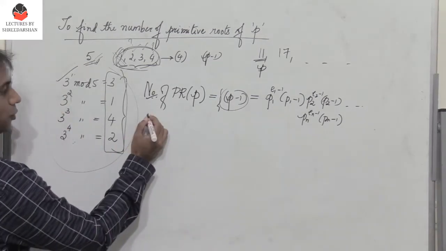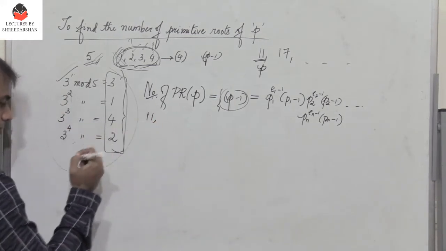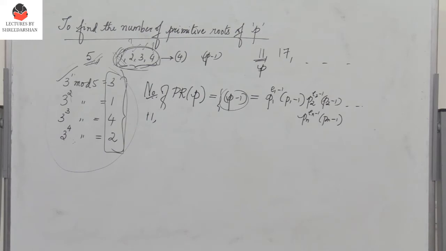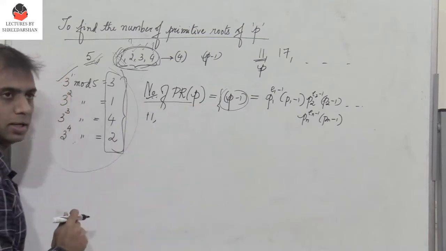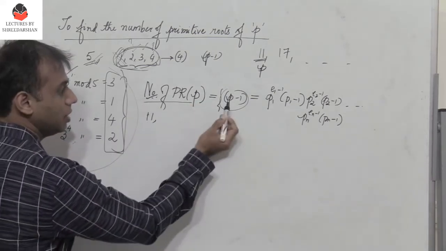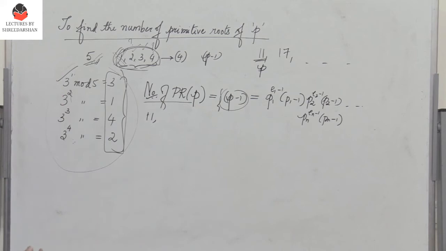So now let us do it for, say, a number 11 or 17. Let's find for 11, that is, how many primitive roots are there for the prime number 11. So to find the number of primitive roots of 11, I have to express 11 minus 1, 10, as a multiple of prime powers.